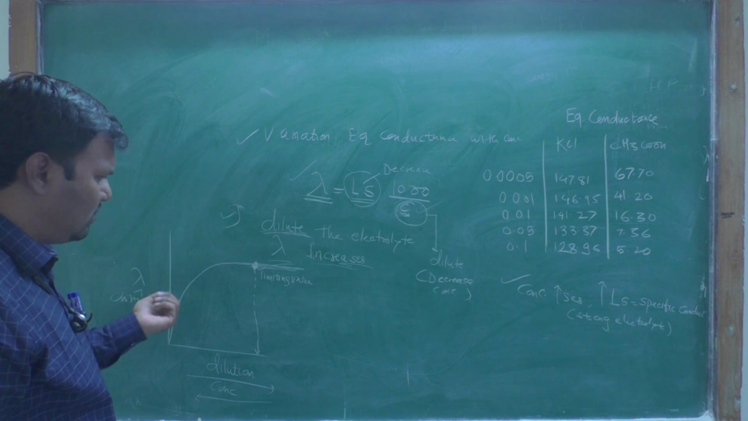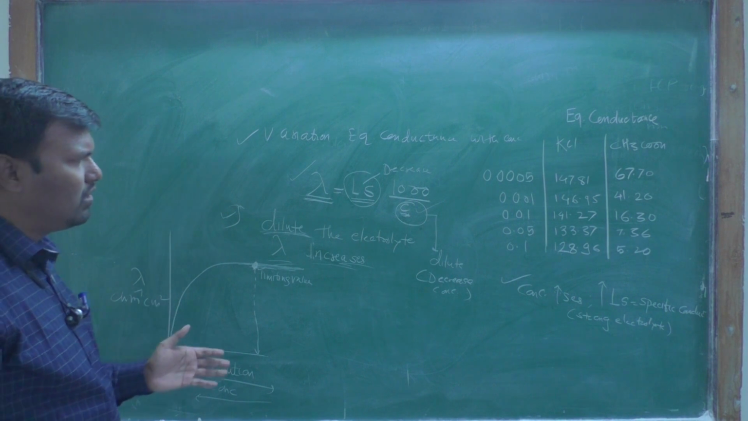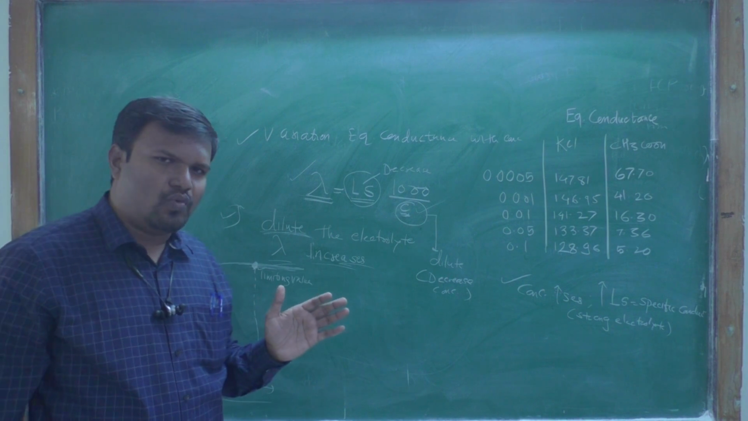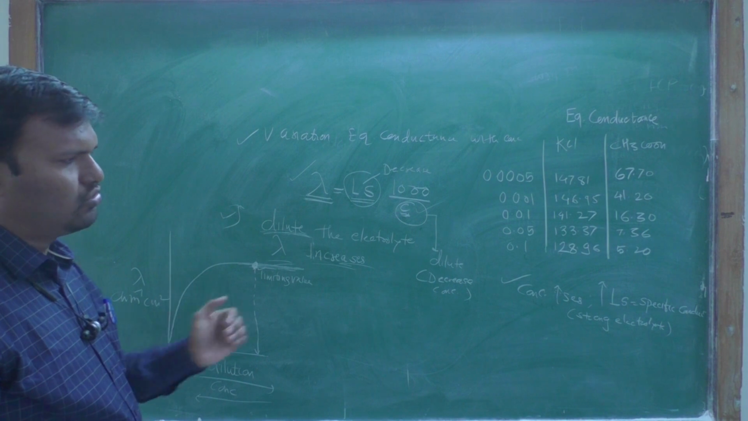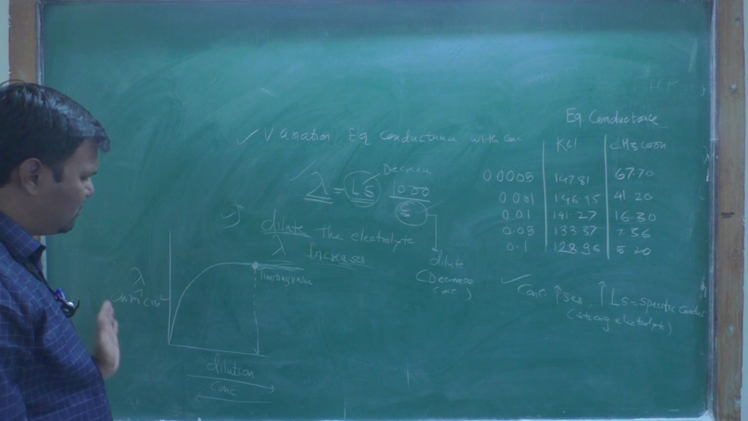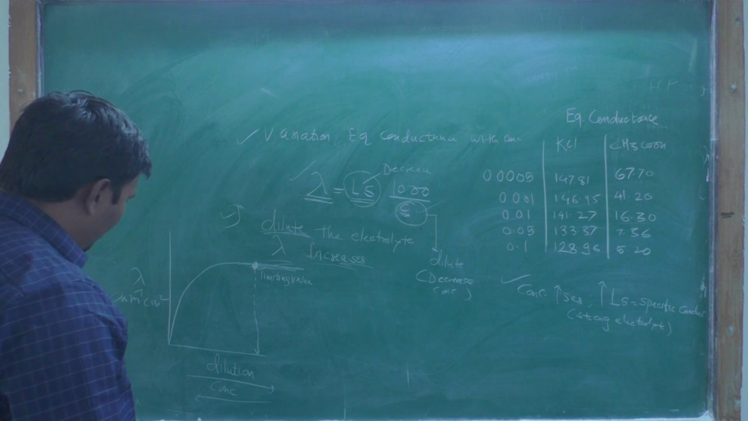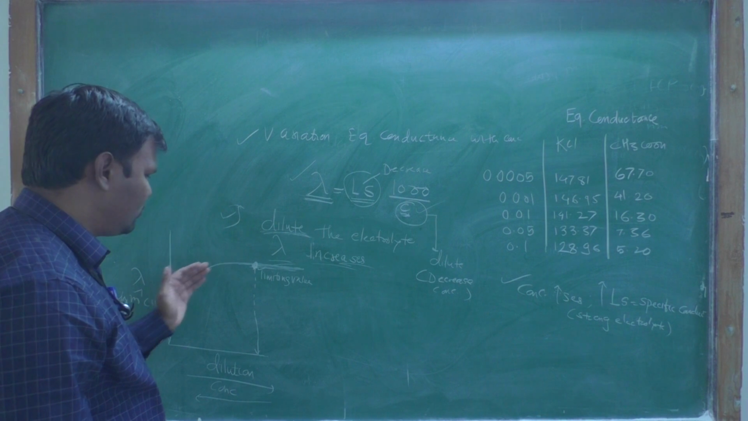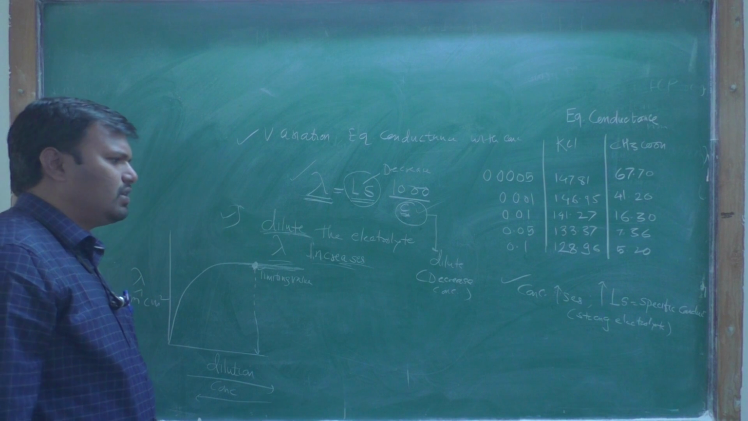If lambda increases, it means the equivalent conductance increases. Equivalent conductance means the conductance for one equivalent weight. You take the equivalent weight in grams, dissolve it, and measure the conductance. When you dilute it, the equivalent conductance for 1 gram equivalent weight goes on increasing as dilution increases.